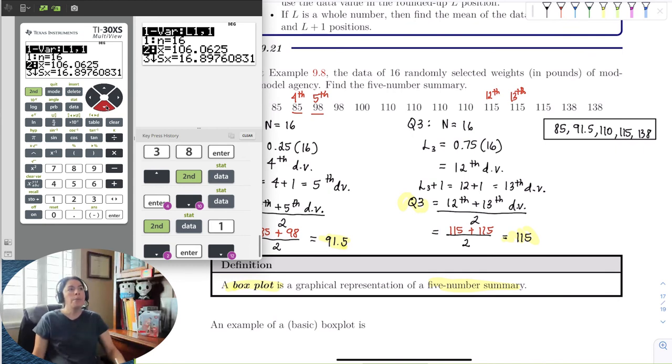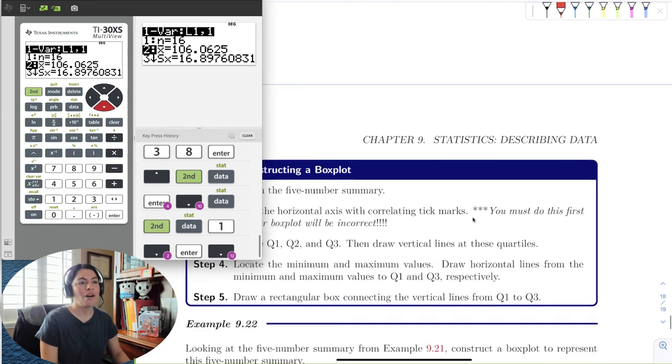So the box plot can be easily drawn. If we just went to the calculator and put in this list and got these five number summary values, we could have easily just gone directly to the box plot down here.